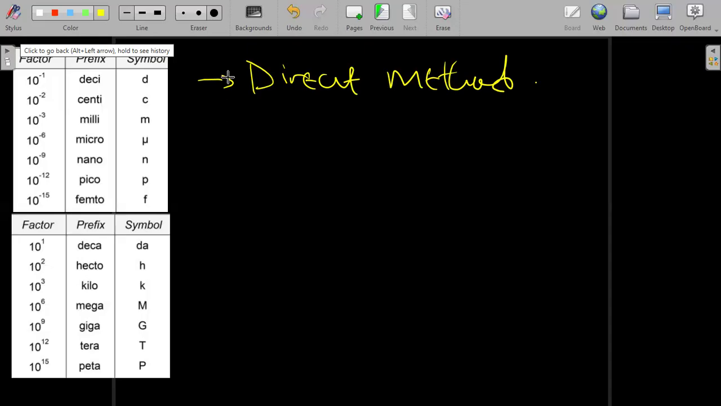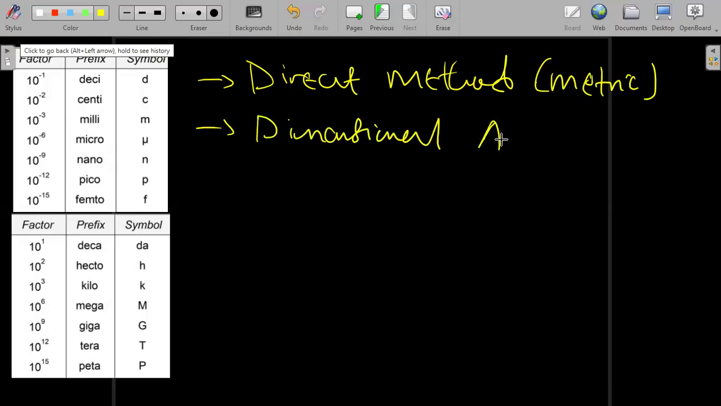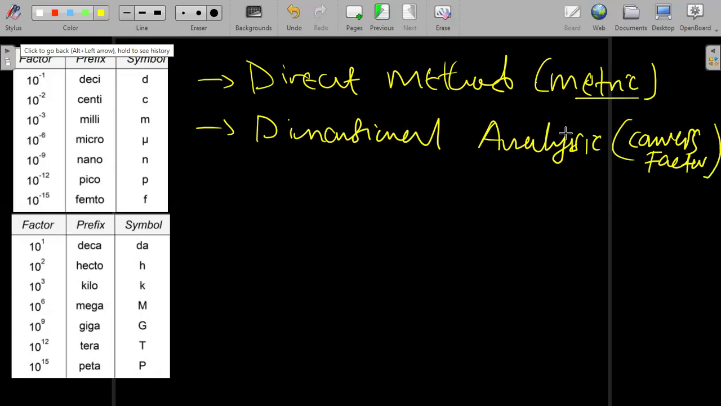So I was saying we have two methods in which we can convert units. The first one is the direct method where we use the metric system. And then the other one is what we call dimensional analysis, where we need to use conversion factors. But I'm not going to talk about dimensional analysis today. I'll just use the direct method where we're using the metric system.